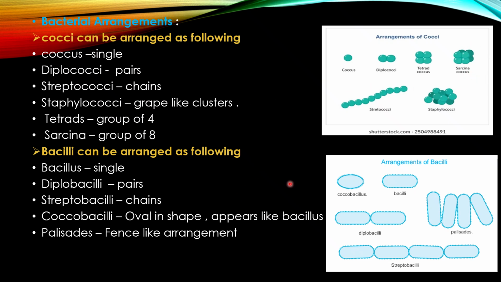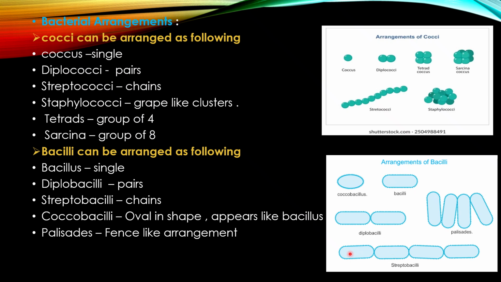And then coming to bacilli, when there is a single bacterial cell, we call it a bacillus. As you can see here, a single one is called a bacillus. And then diplo, that is when there are 2 bacteria, you call it diplobacillus.